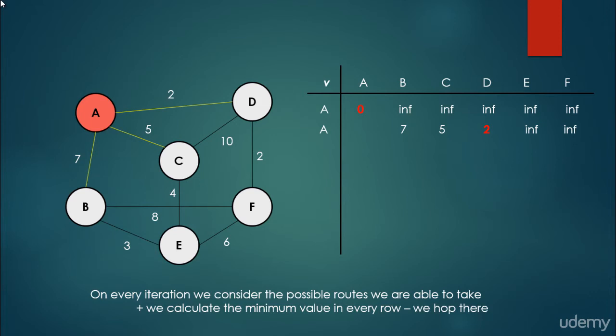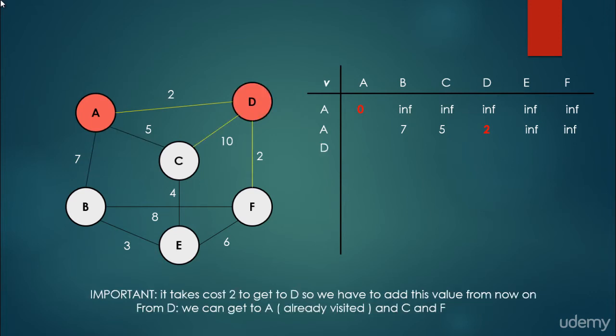Okay, we calculate the minimum value in every row and we hop there. And we consider, okay, what are the possibilities now? What routes can we take? We can go back to A, but we have already finished it. We have already visited A. That's why there is a red value in its column. And we have already visited D. That's why there is another red value in the column. But we can visit C and we can visit F. And we have to calculate whether it is a shorter path.